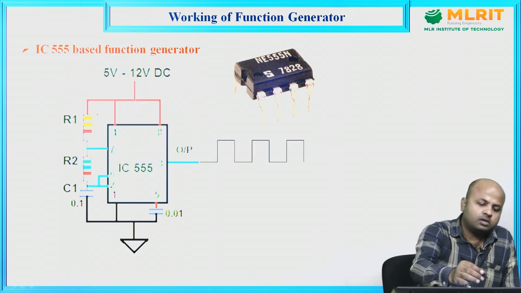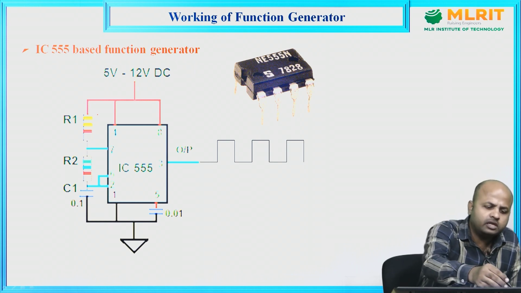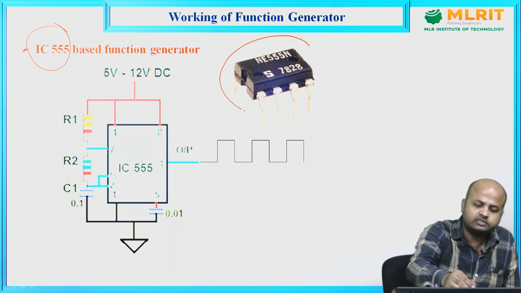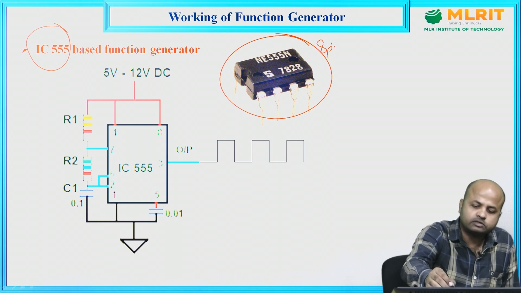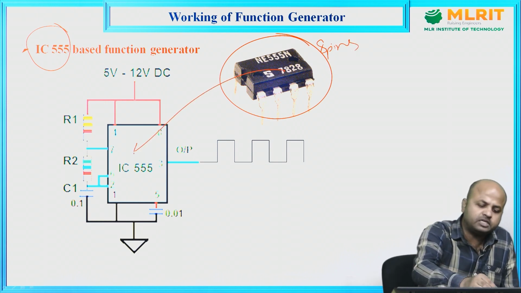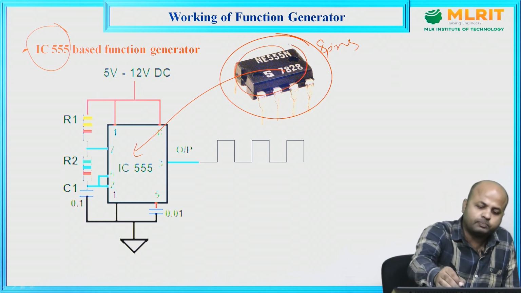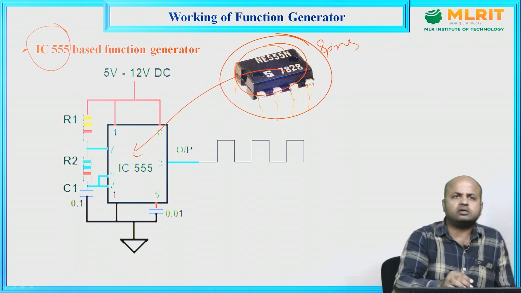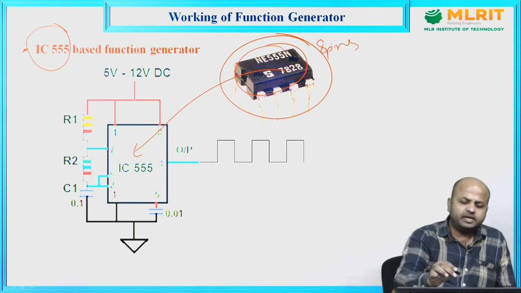First of all, we would like to see how to design a function generator using IC 555. See, this is an IC 555. It has got 8 pins, and the schematic of this IC 555 is shown here. This is the actual commercial IC 555. It looks somewhat like this, and the schematic representation of this IC is given like this. So it has got 8 pins.